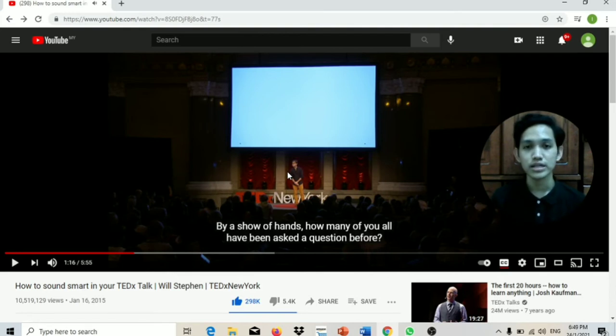In this scene, the speaker lowers his voice to ask a question to the audience about a hand gesture. The intention of the speaker in following his tone of speaking is to find out the number of people who have been asked a question before, and he looks for an answer from the audience regarding his question.